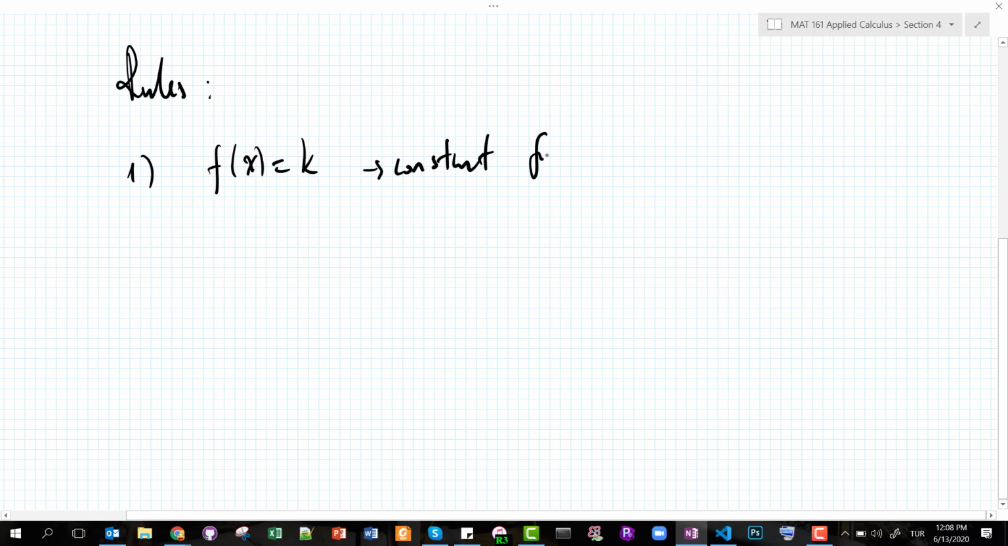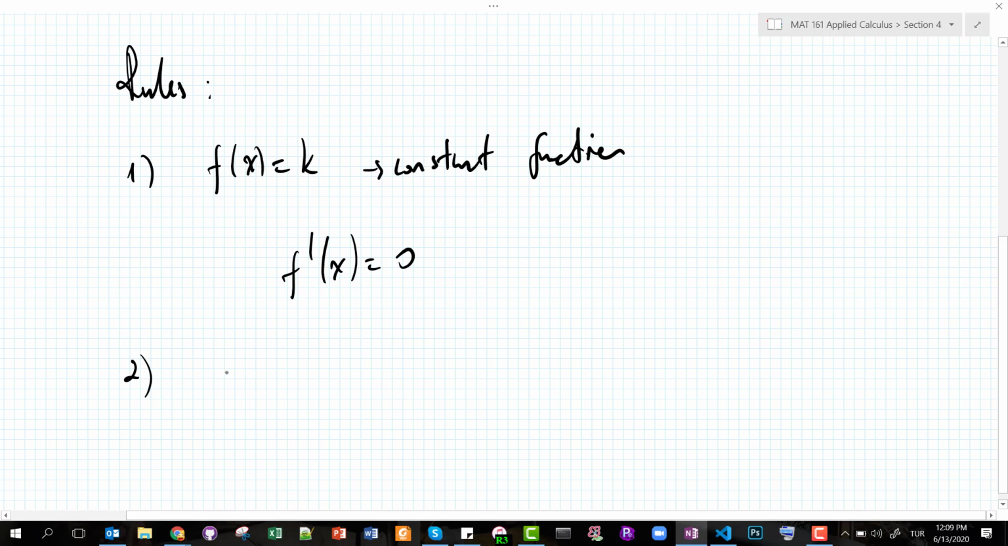So the first rule is taking the derivative of a constant function. If you have the constant function, the derivative of this function is 0, right? You can just use the limit definition. If you put the constant on the top, k minus k, which is 0, as you see. So it is easy to prove it.